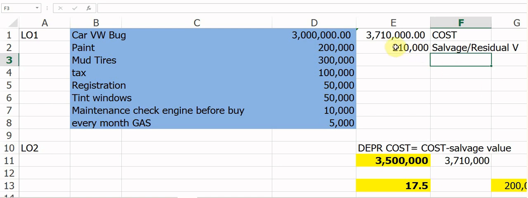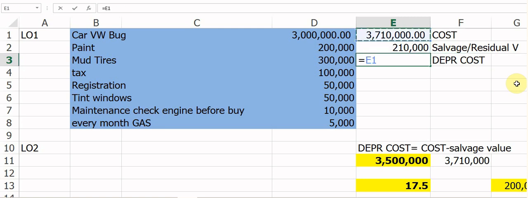So when we're done with this car and no longer want to use it, we think we'll be able to sell it for this amount, $210,000. The currency I'm using is in baht, not dollars. So it's in Thai baht. The depreciable cost I want to work with is the total cost of the asset to get it to how I want it, minus that salvage or residual value. So that's 3.5 million Thai baht.